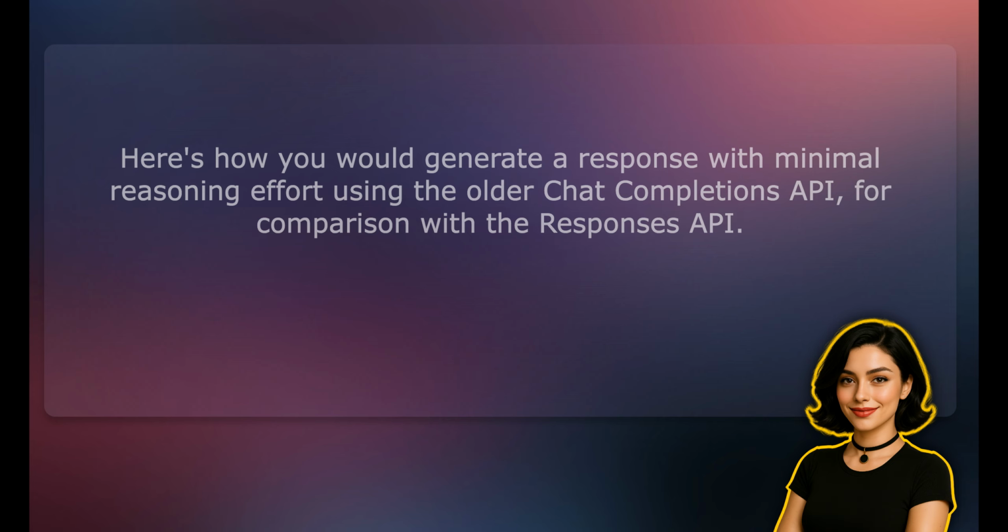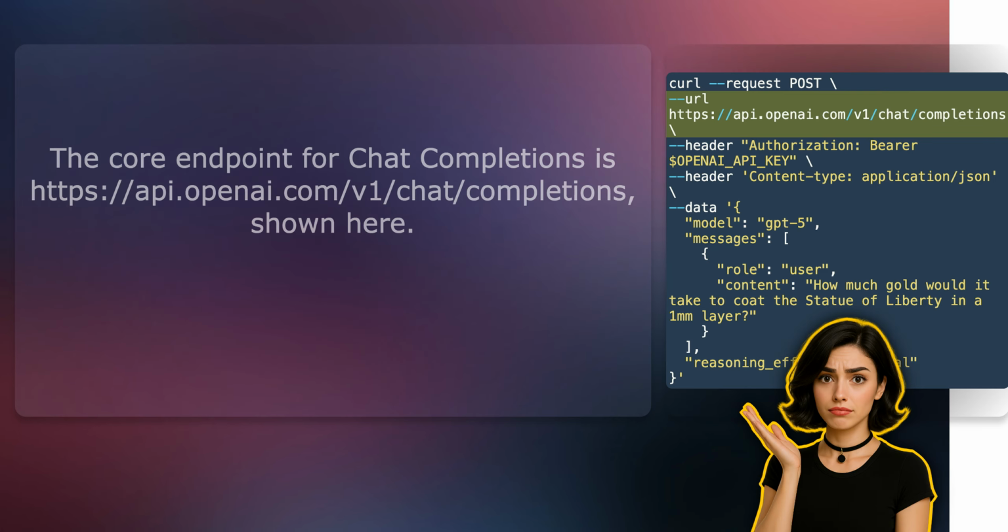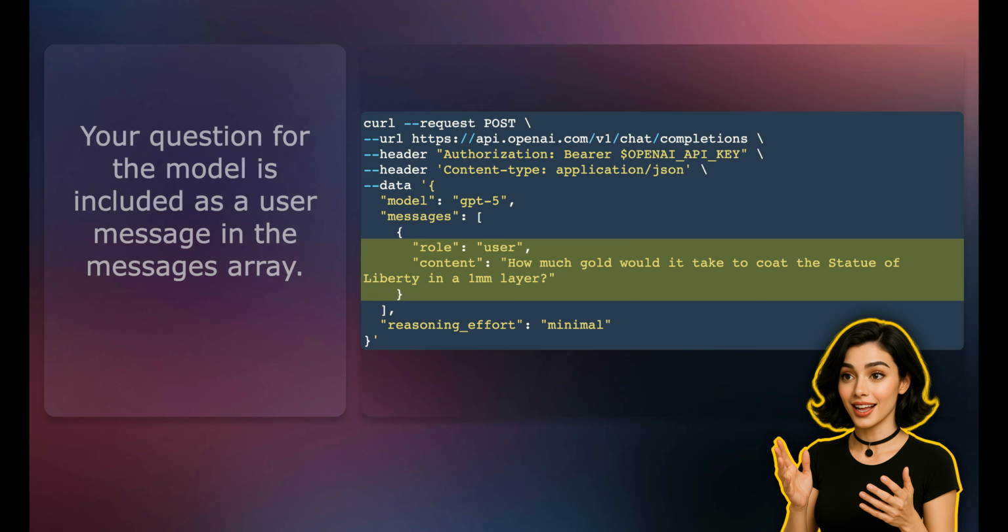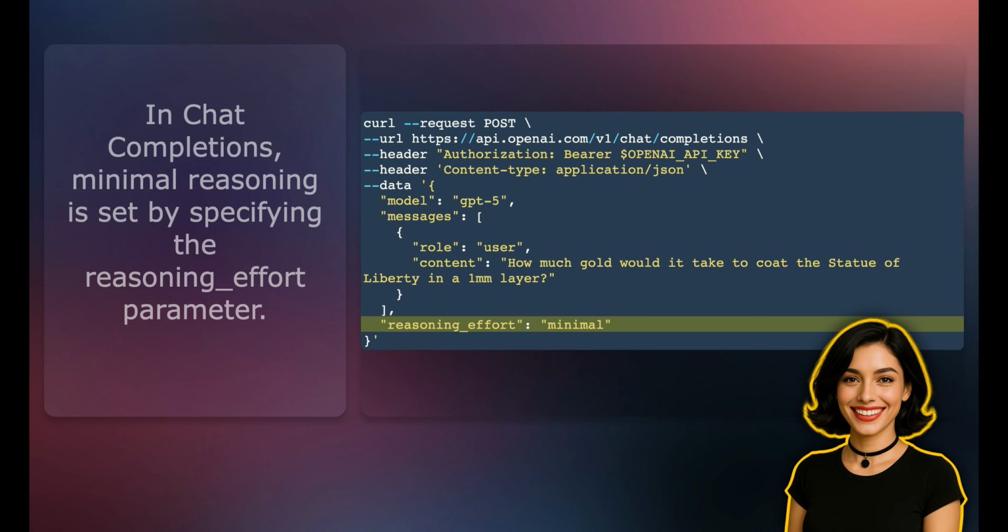Here's how you would generate a response with minimal reasoning effort using the older Chat Completions API, for comparison with the Responses API. The core endpoint for Chat Completions is https://api.openai.com/completions, shown here. Your question for the model is included as a user message in the messages array. In Chat Completions, minimal reasoning is set by specifying the reasoning_effort parameter.